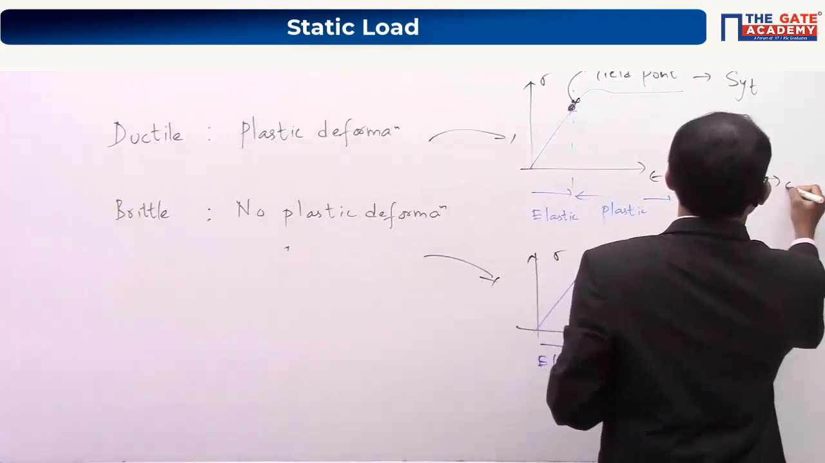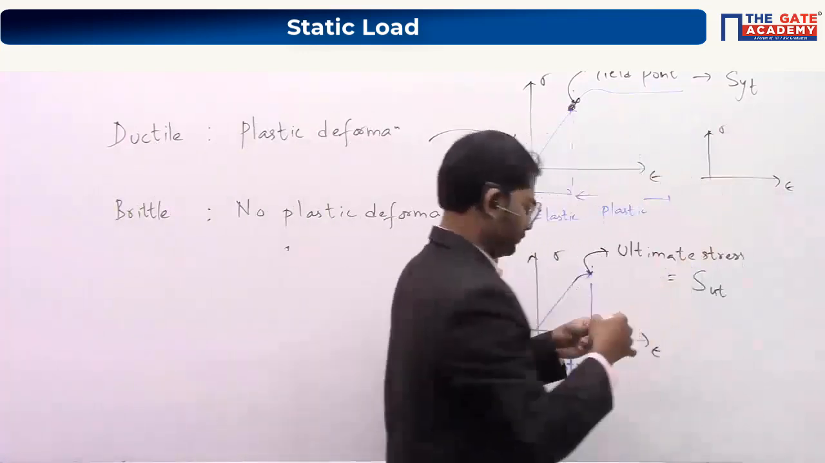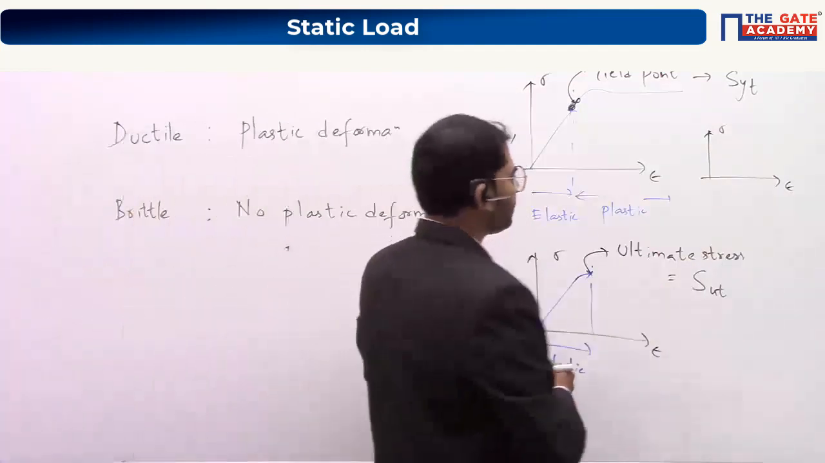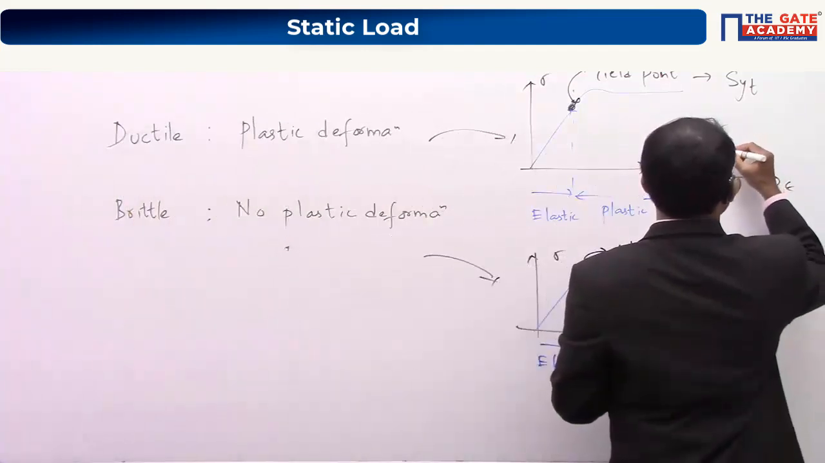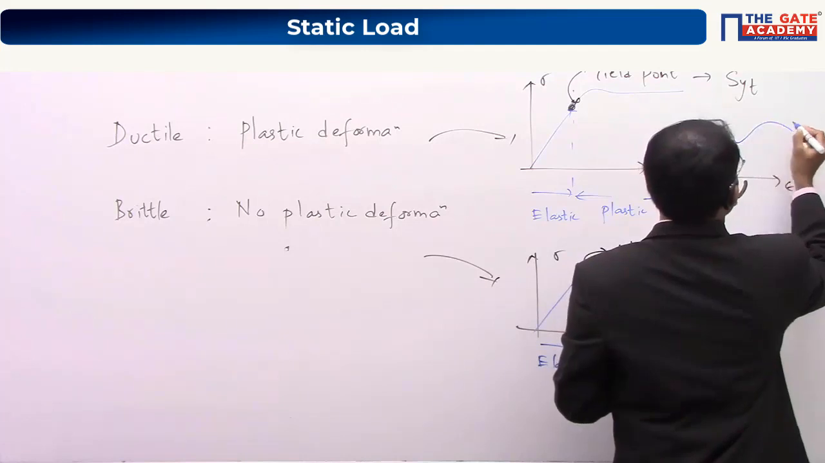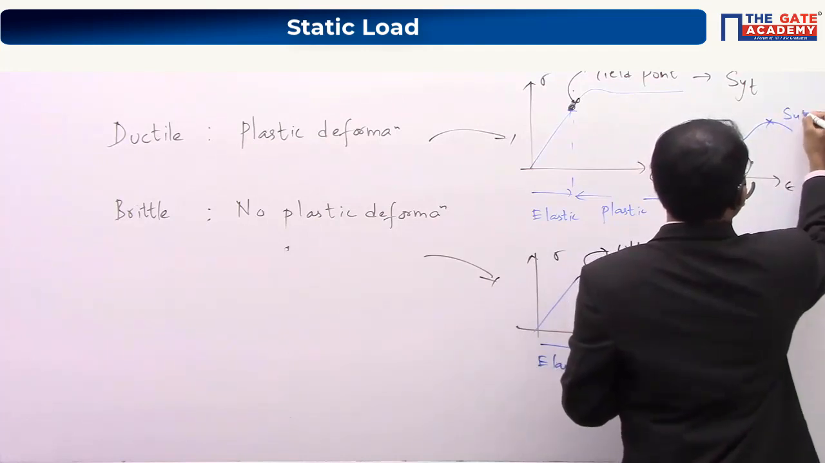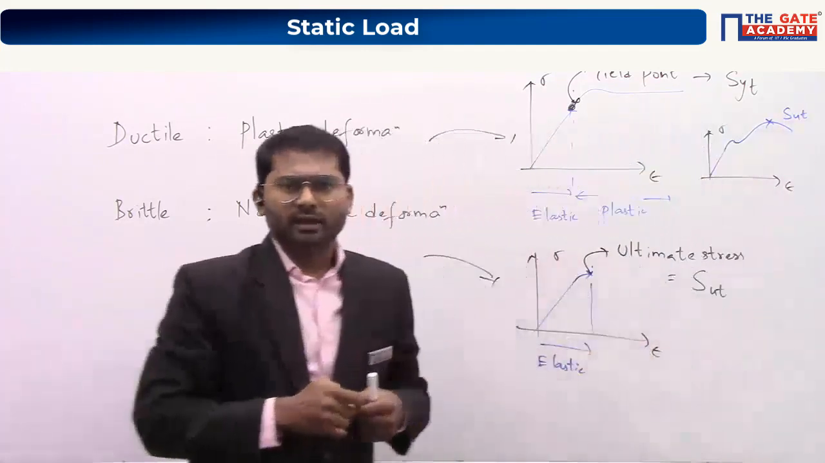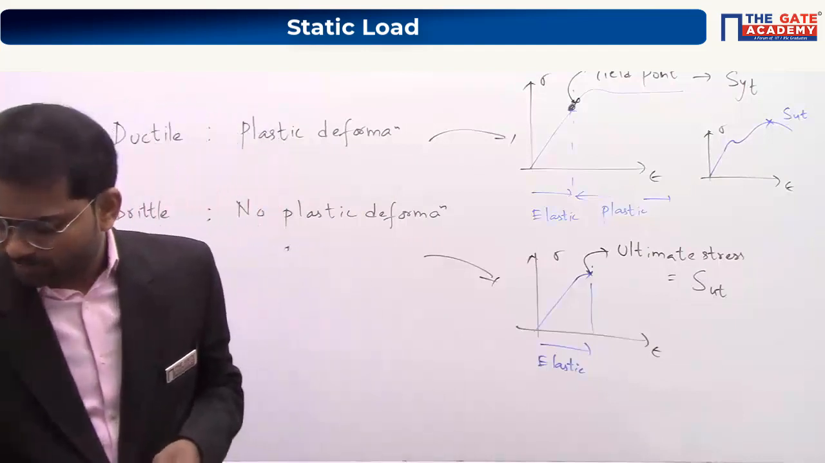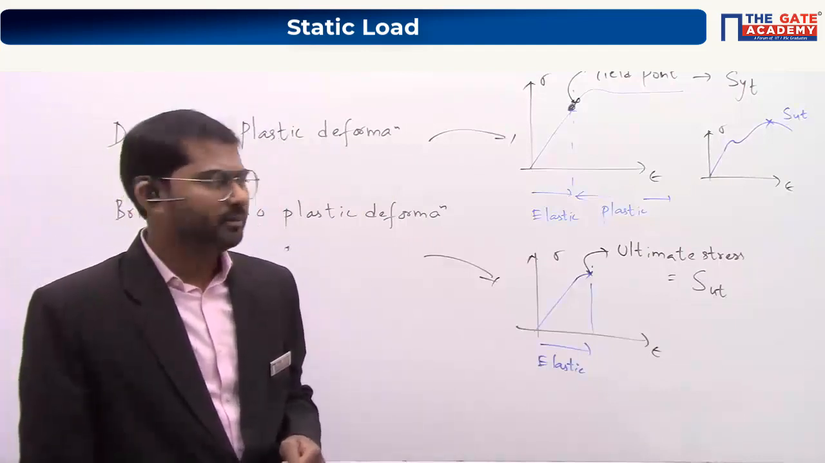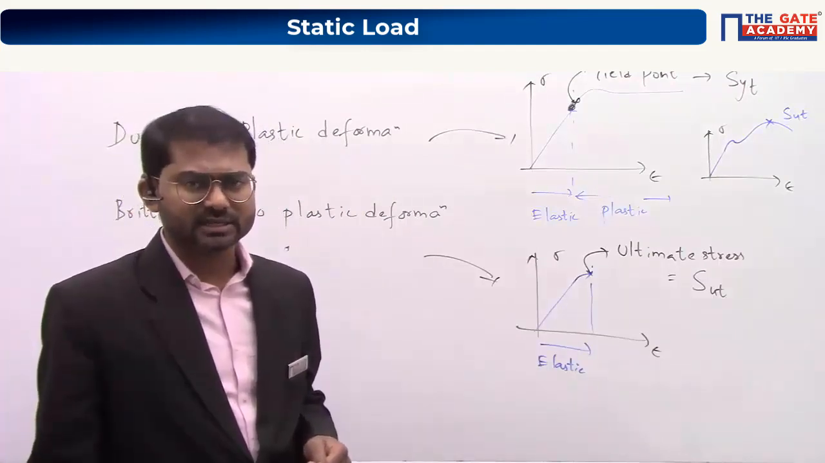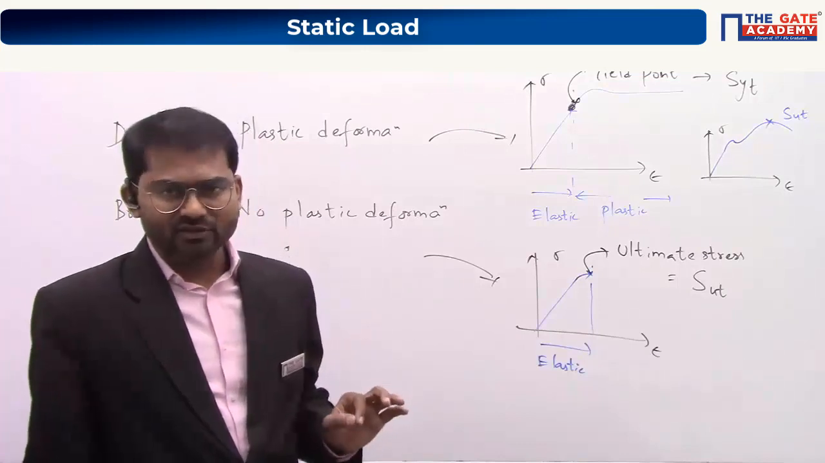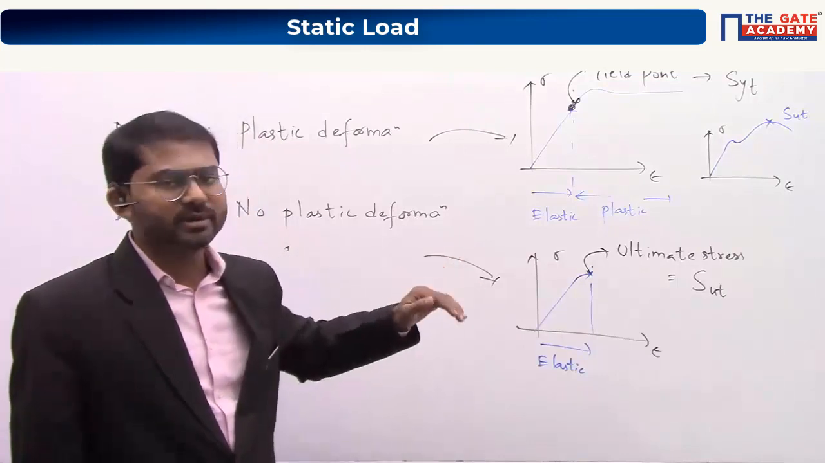I'm showing it here. I hope many people are familiar with these things. If we take mild steel, it will have a stress strain curve like this, and it will also have SUT. It's not that only brittle metals have SUT, the ultimate tensile stress value. Every metal will have some highest value of stress. We call it the ultimate stress.